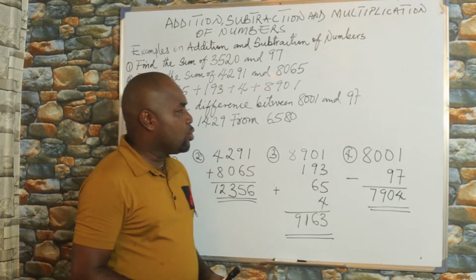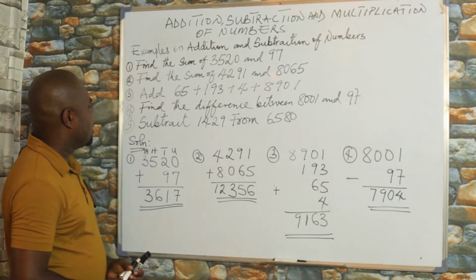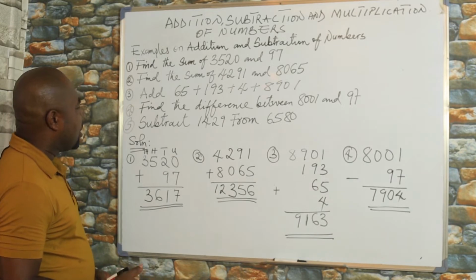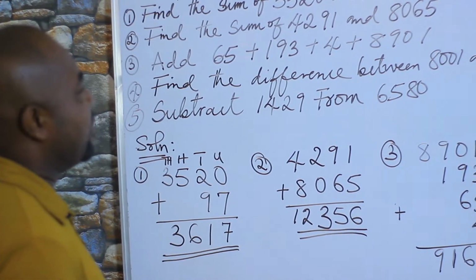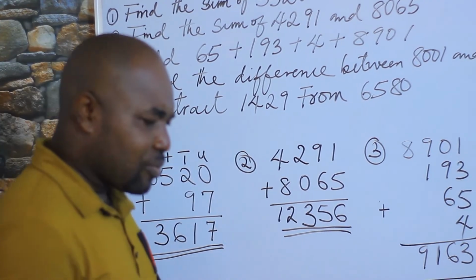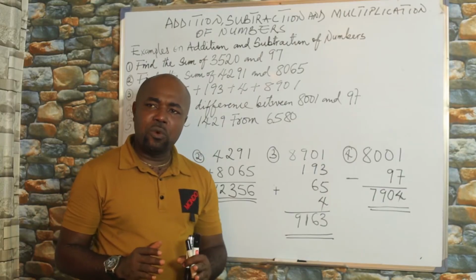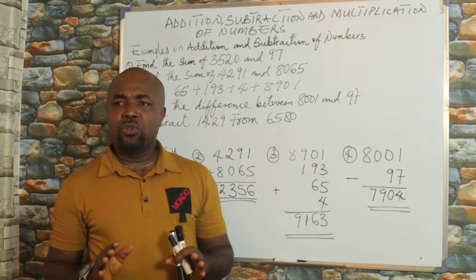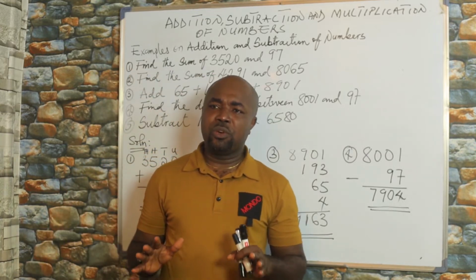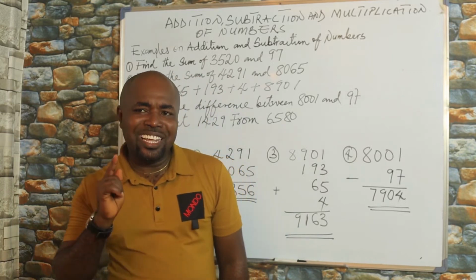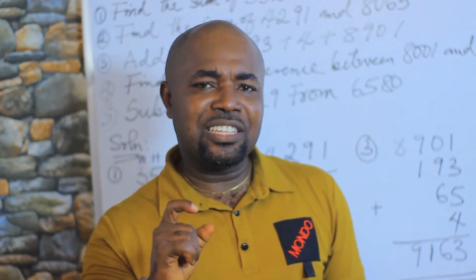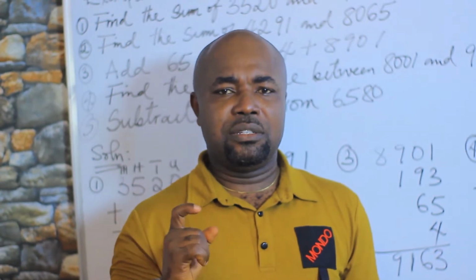So I want you to pay attention as we take the last example here and we go to the next section. Subtract 1429 from 6580. There is something I want you to always do. Before you begin to solve a question, try as much as possible to understand what that question demands.